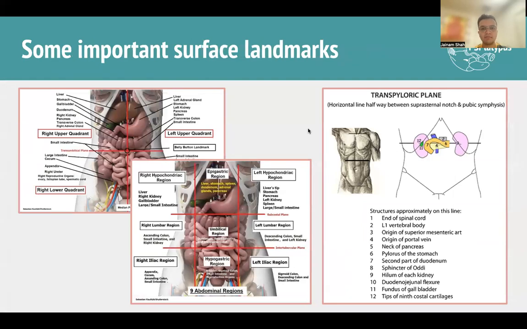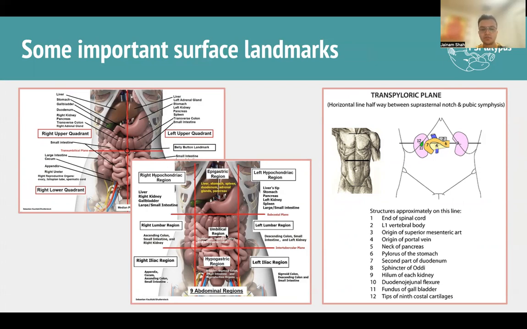Now, some important surface landmarks just to keep in mind. Remember that there are two ways you can split up the abdomen. You can split it up into quadrants, which is probably the easiest way to do things. So right upper, left upper, right lower, left lower. It's a very easy way to describe which organs have been affected, or at least where a patient might be experiencing pain.